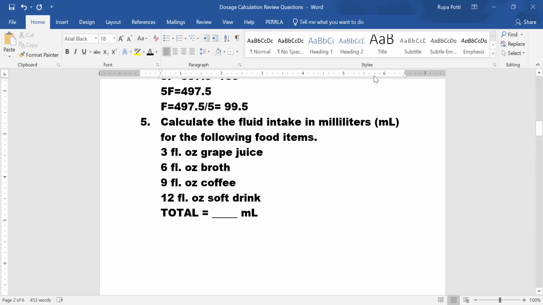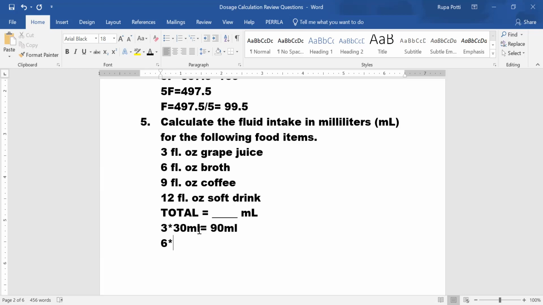So here your problem says: calculate the intake in mL for the following food items. Everything here is given in ounces, and you know that 1 ounce is 30 mL. So 3 ounces is nothing but 3 times 30 mL, which is 90 mL. This is a very simple problem because it's only asking about ounces.